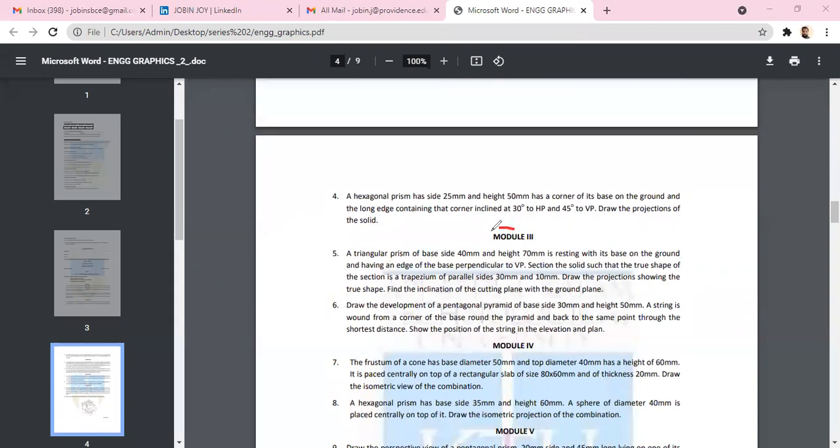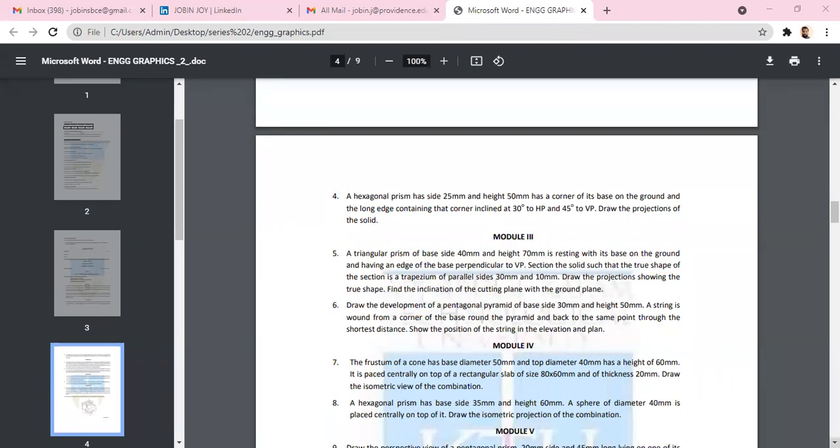Then next is module 3, which is section and development. You can see a triangular prism, and here the true shape is given. The true shape is a trapezium, and you have to find the inclination of the cutting plane. The second question is to draw the development of a pentagonal pyramid. So section and development, that is module 3.